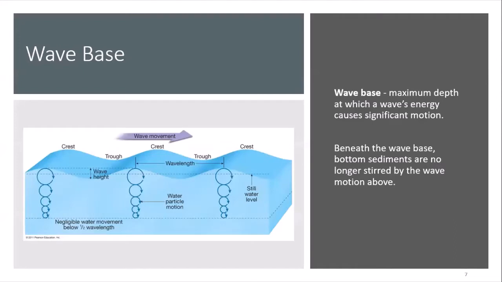Wave base. Beneath a wave, water particles produce elliptical orbits. With depth, these orbitals form progressively smaller diameters until motion essentially stops. This is known as wave base. Wave base is the maximum depth at which a wave's energy causes motion. Beneath the wave base, sediments will no longer be disturbed by the wave motion. Next, you will learn that the wave base is directly related to wavelength, roughly 1/2 wavelength for a deep water wave.